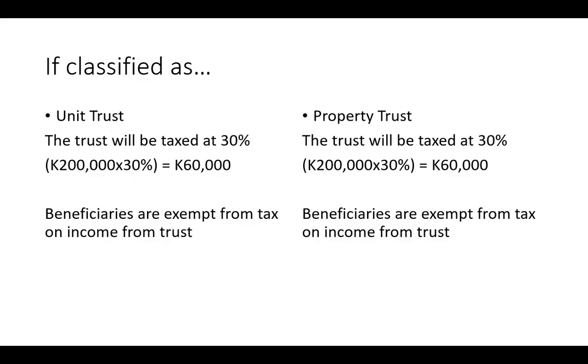So that might be a bit of a trick, especially in your exam. So just be mindful of that. So unit trust, property trust, beneficiaries exempted, but the tax rate is 30% for the trust. Clear? That is based on IRC's issuance.